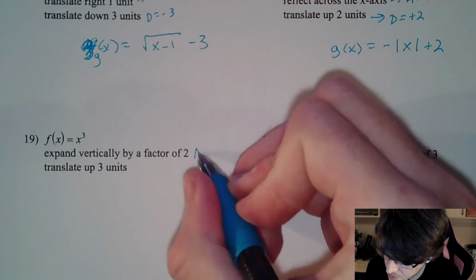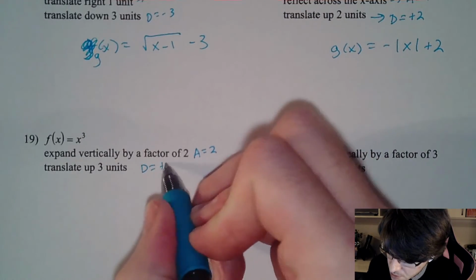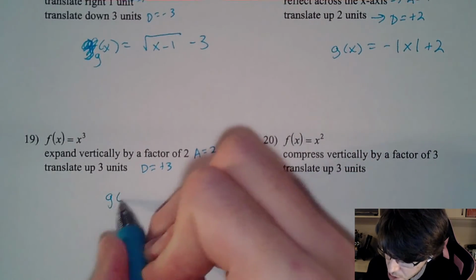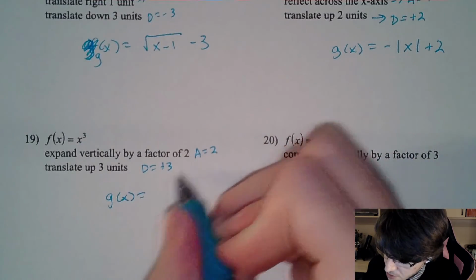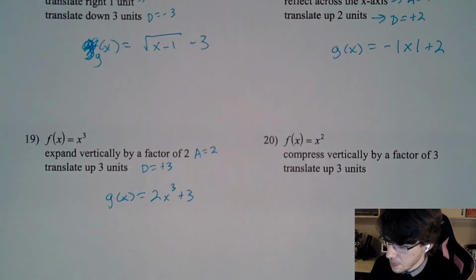Okay. Number 19, expand vertically by a factor of 2. Vertical by a factor of 2 means that A is equal to 2. And translate up 3 units means that D is equal to +3. We got g of x is equal to that value A. There's no B and C, so we don't need parentheses. 2x cubed plus 3.